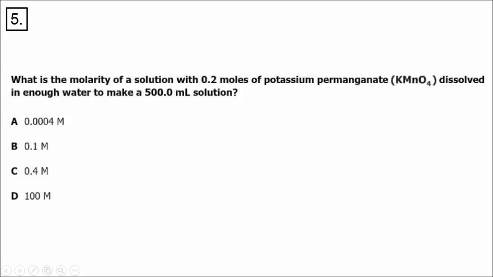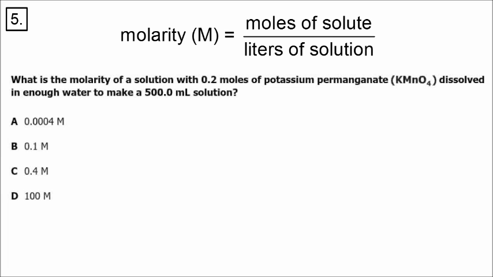Number 5, what is the molarity of a solution with 0.2 moles of potassium permanganate dissolved in enough water to make a 500 milliliter solution? We have to define molarity. Molarity, which is abbreviated capital M, is the ratio of moles of solute, which is the chemical that's being dissolved, divided by liters of the solution.